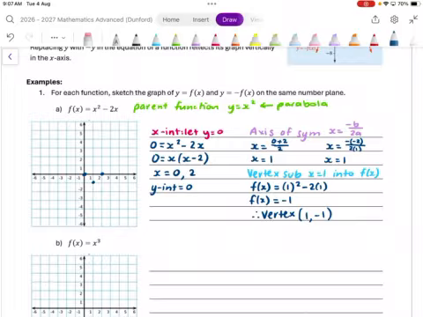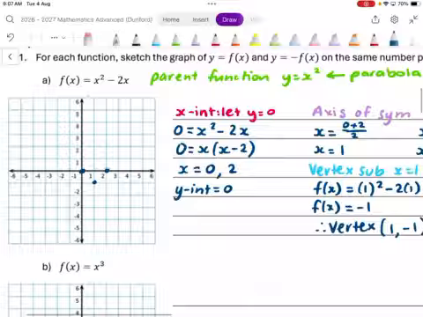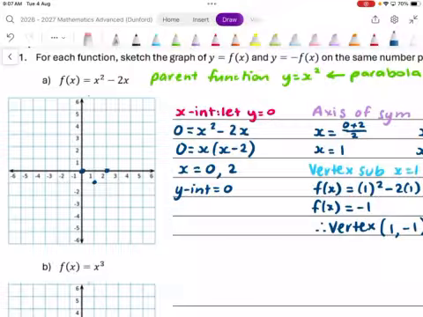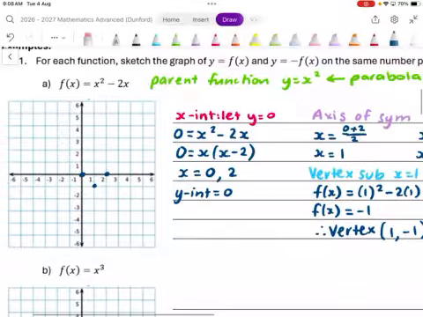From here, we can find some key points just by substituting them in. Remember, if you forget how to do all this, you can just use a table of values and your calculator. So at 3, we'll have 3 squared is 9, minus 2 lots of 3 is 6. So 9 minus 6 is 3, so at 3 it's at 3, and then it's symmetrical at negative 1, it's also at 3.